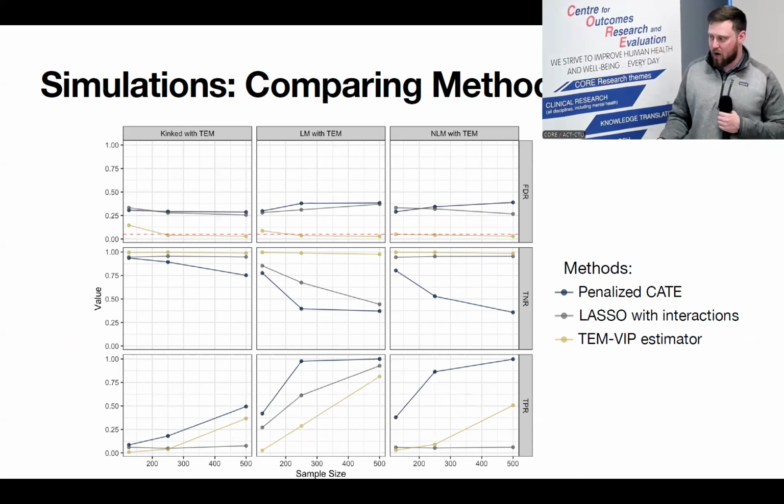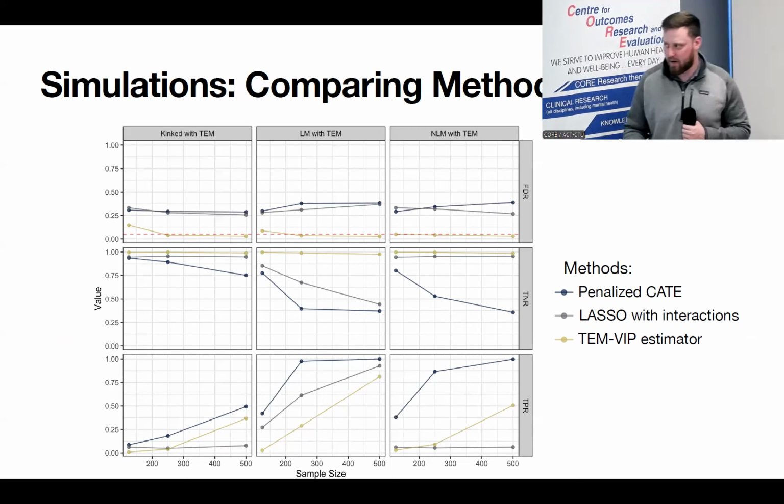As sample size grows, however, we see that our method performs somewhere in between this dark blue method, the penalized Kate, and the lasso. And so what this says is that you could get reliable treatment effect modifier discovery in terms of false positive rates, while also getting a pretty good job of identifying all the true effect modifiers, probably based on the size of the effect.